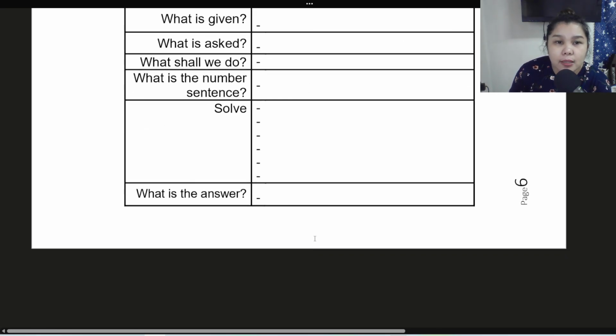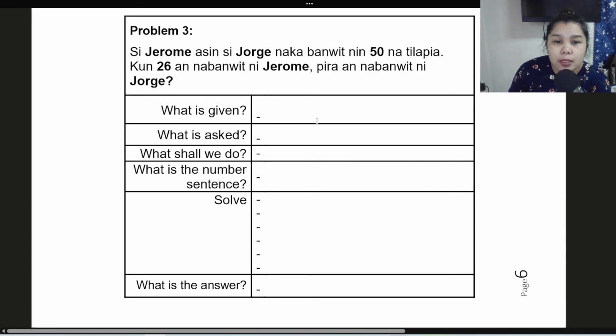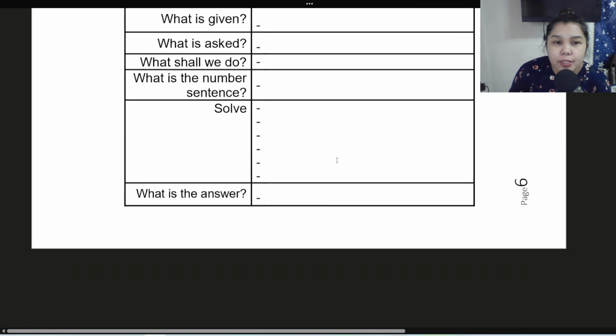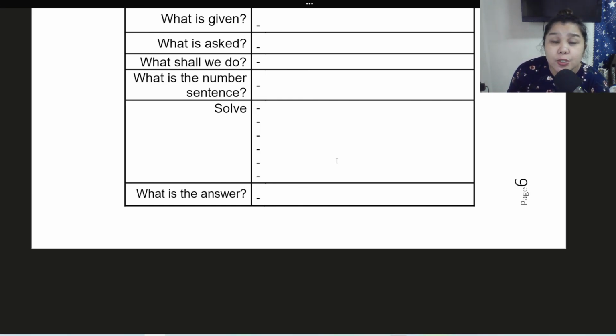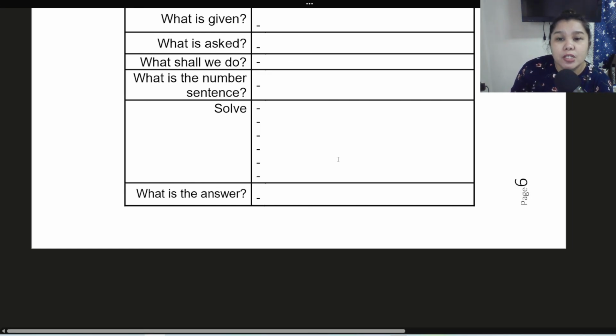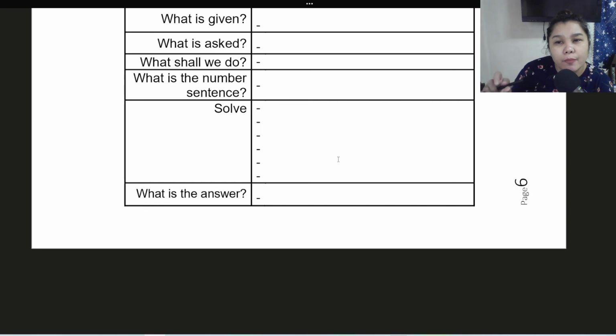All the blanks should be answered. This is very easy. Some of them have regrouping, others don't. So good luck, and congratulations if you are able to finish this with minimal help, just a little help, but most of the answers are from your own ideas. So congratulations. Goodbye.